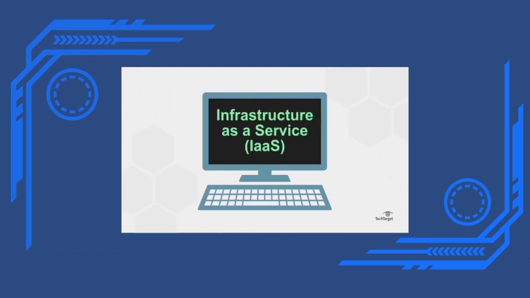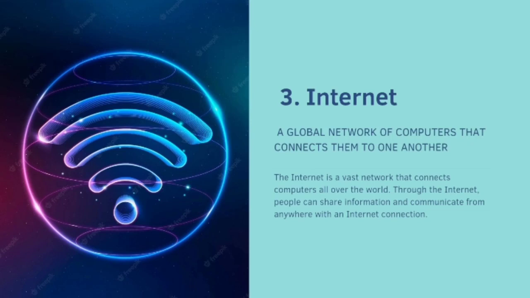The third one is the internet, a global network of computers that connects them to one another. The Internet is a vast network that connects computers all over the world. Through the Internet, people can share information and communicate from anywhere with an Internet connection.